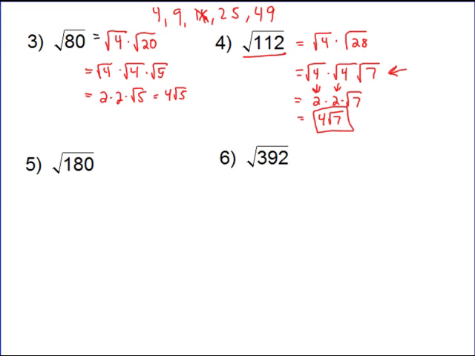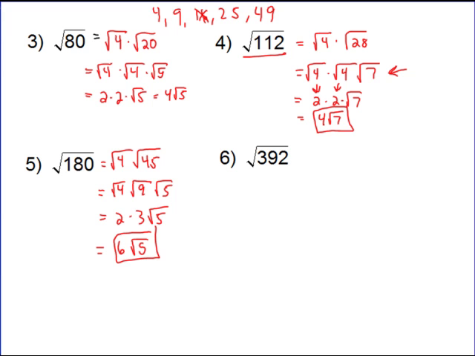Okay, 5. Again, start with 4. Well, does 4 go into 180? Well, it turns out it does. Square root of 4 goes into 180 45 times. Now again, you check, are there any perfect squares that go into 45? We know that 4 is a perfect square, so we don't do anything with it, but we also know that 9 is a perfect square, and that goes into 45. So that gives you square root of 4 is 2, square root of 9 is 3, times the square root of 5. Well, 2 times 3 equals 6, so 6 times the square root of 5 is the answer.